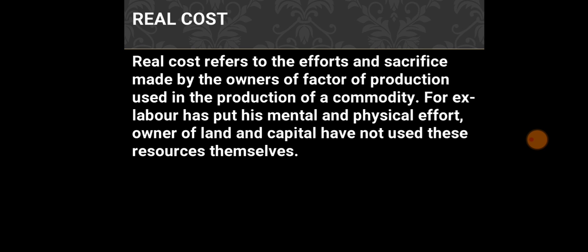The landowner provides land to the entrepreneur or to the business. If he uses land for the production of one commodity, then he cannot use the same land for the production of another commodity. For example, if a person has land and uses it for the production of wheat, then he sacrifices the production of another commodity. He cannot use the same full land for the production of another commodity. Yes or no? So that is why he is sacrificing, he is making some effort.